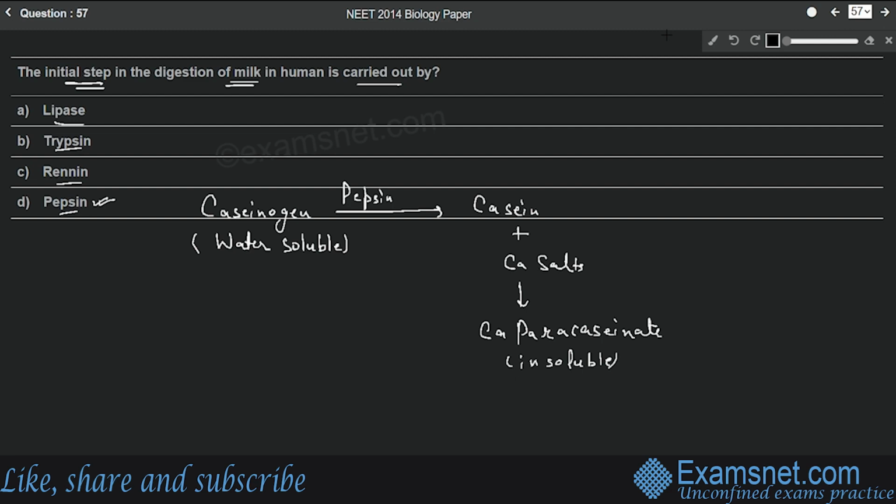Now this calcium paracaseinate gets readily digested enzymatically. So this way the pepsin works. Now don't confuse between pepsin and rennin, because rennin is the milk digesting protein in case of infants, not in adults. Also in calves. So when we are saying human, we are generally talking about the adults. Okay, so pepsin will be the correct answer, that is option D.